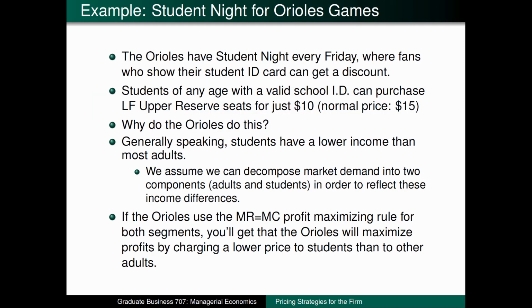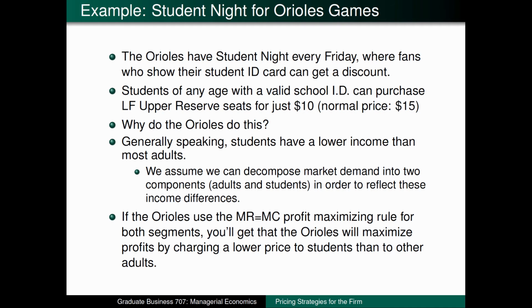Speaking of student discounts, the Orioles engage in third-degree price discrimination when they have student night, which happens on every Friday home game. Students can get tickets to sit in the left field upper reserve for $10 instead of $15. So why would the Orioles do this? Well, my undergraduate students tend to have a different price elasticity of demand for an Orioles game compared to me. Recall that share of the good in a consumer's budget is a determinant of price elasticity of demand.